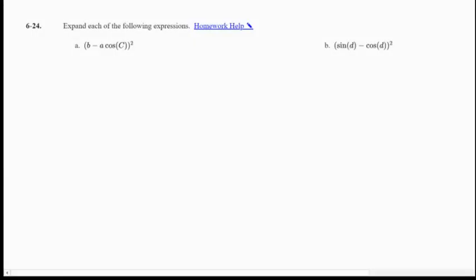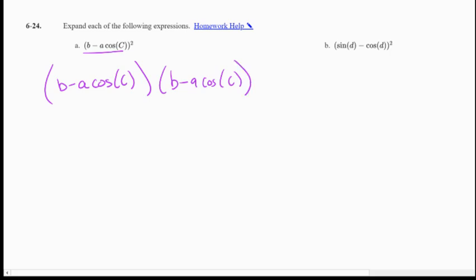You're asked to expand each of the following expressions. They're a little bit uglier than we're used to because they have a bunch of variables and also some trig functions. So I'm going to use FOIL instead of the box method to show this one. I have (b minus a cosine of c) squared, so I'm multiplying b minus a cosine c by itself.